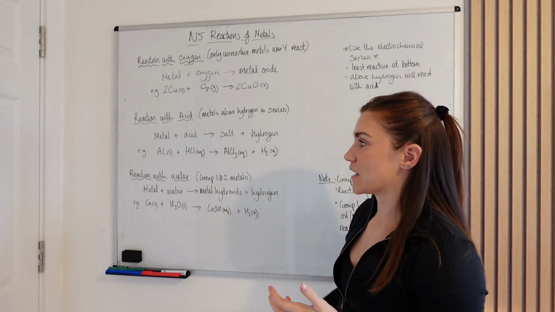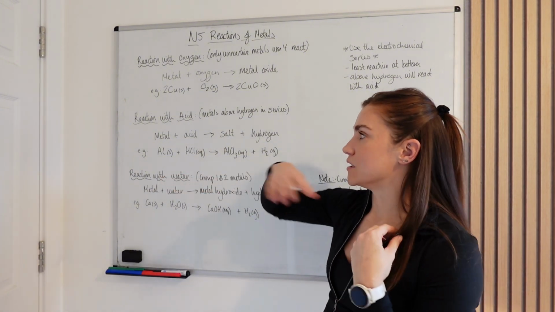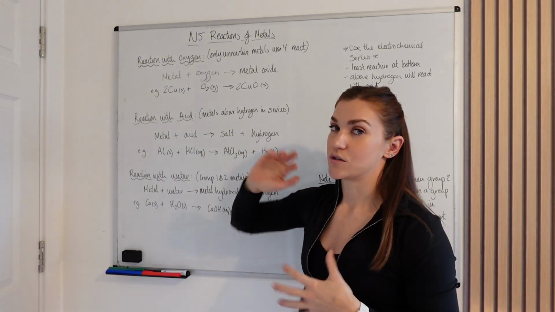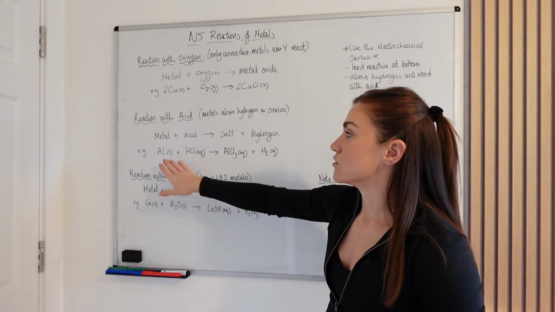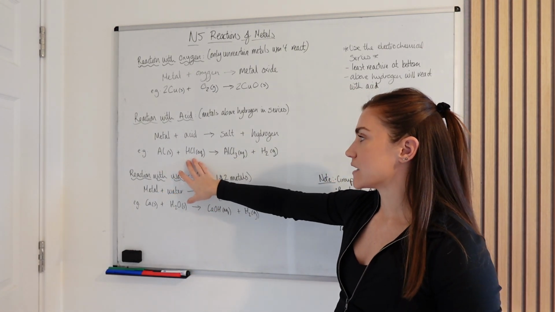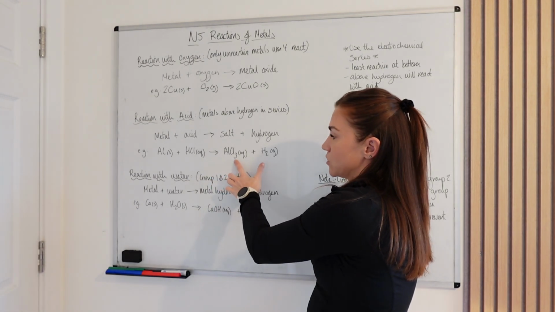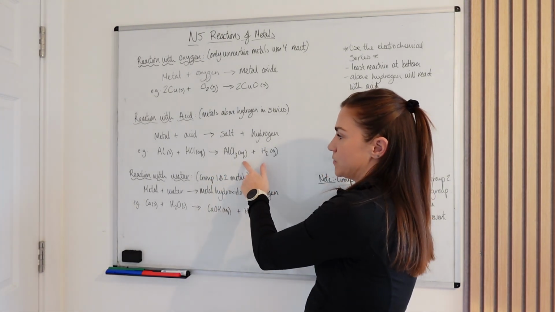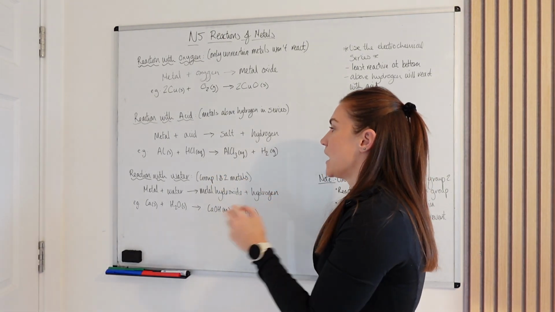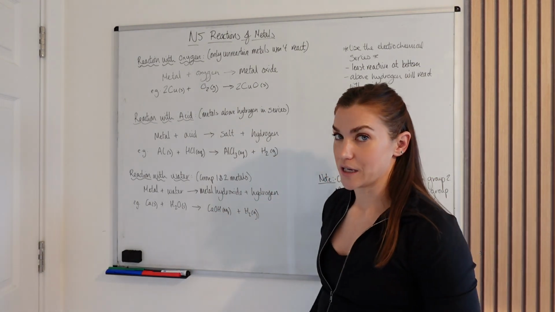If we take the example of aluminium metal, aluminium is above hydrogen in the electrochemical series, so that means it can react with an acid. If we react aluminium with hydrochloric acid, we would end up making aluminium chloride salt, which is a soluble salt, so it would be aqueous. And then we also produce our hydrogen gas.